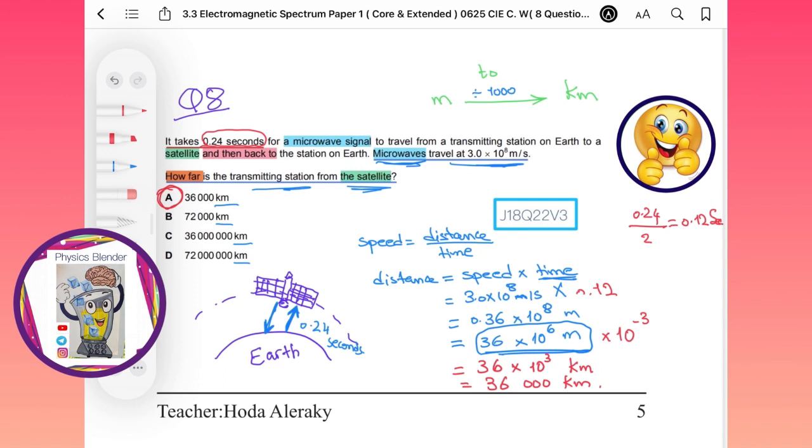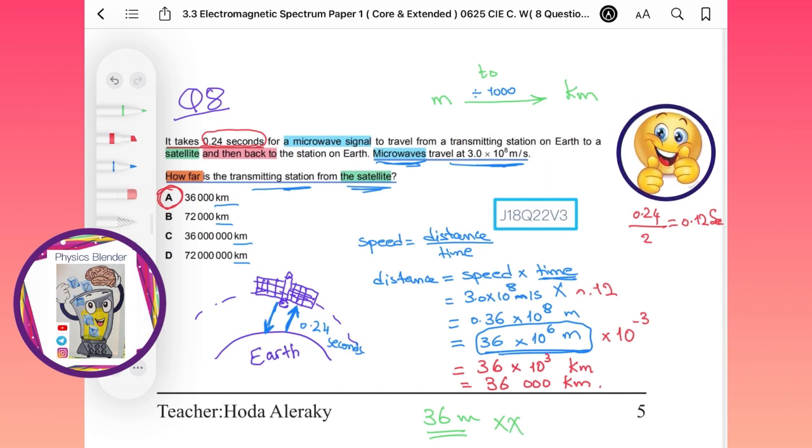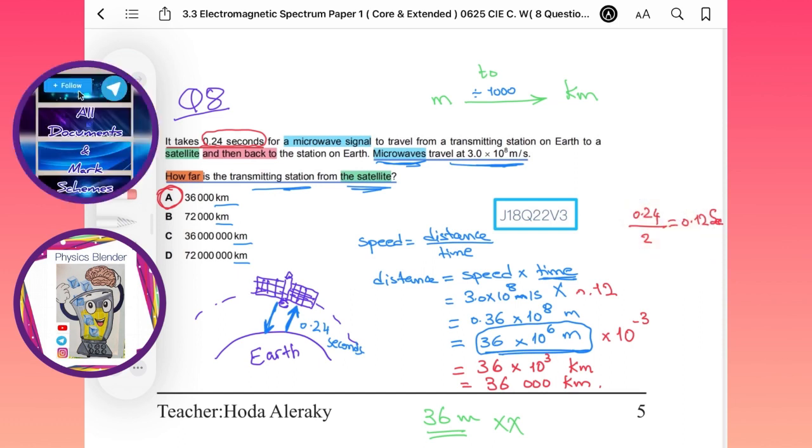Okay guys, so you have your answer. I have to remind you that you have to check your answer to be realistic. For example, if you got your answer 36 meters, for example, this is not realistic. Okay, so you have to check consistent units. You have to write your answers in standard form, scientific notation, and you have to check that your answer is realistic. Don't just write down what your calculator produce.